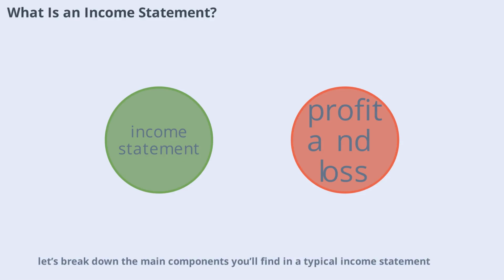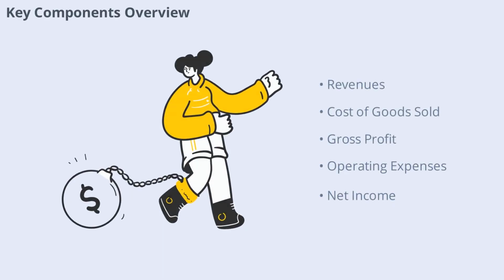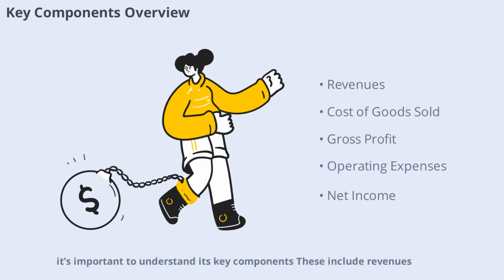Now, let's break down the main components you'll find in a typical income statement. For preparing your income statement, it's important to understand its key components. These include revenues, cost of goods sold, gross profit, operating expenses, operating income, other income and expenses, and finally net income. Each section plays a specific role in painting a complete picture of your business's financial performance. Knowing what each part means will make the preparation process much smoother. In the next scenes, we'll look at each component in detail, starting with revenues.